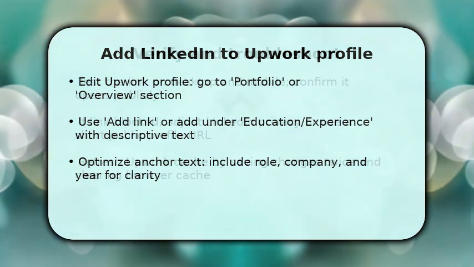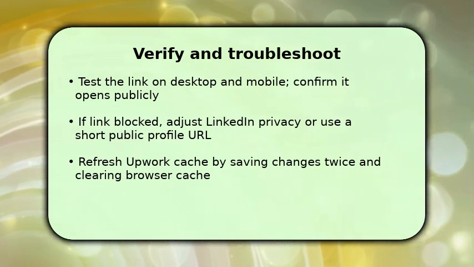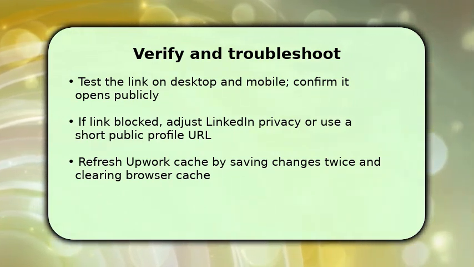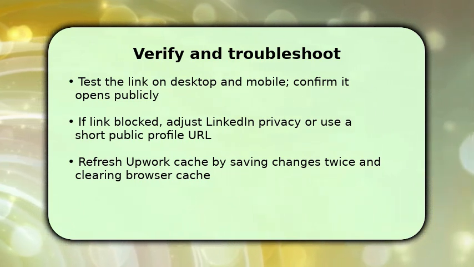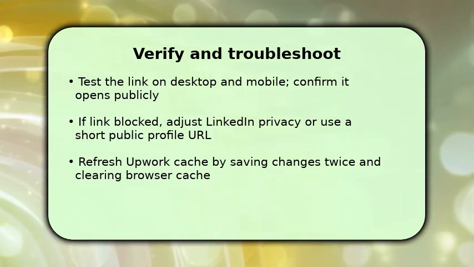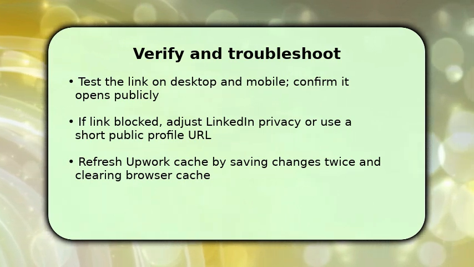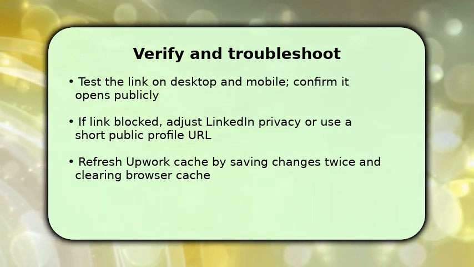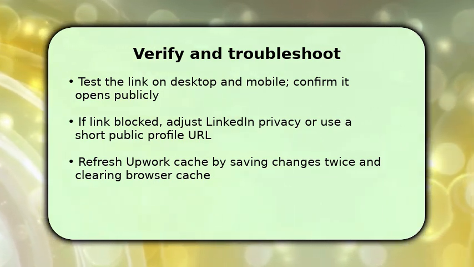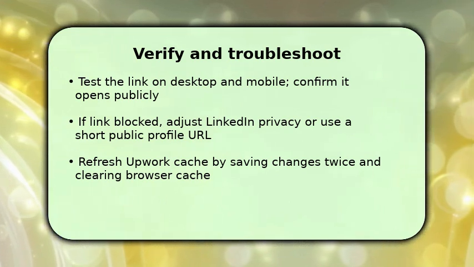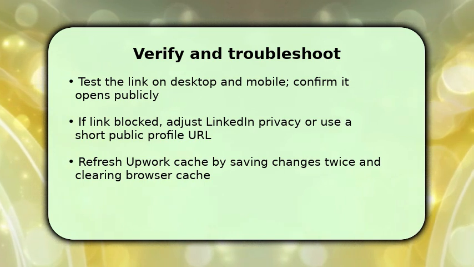Finish by verifying the link works across devices. You should click the LinkedIn link from your Upwork profile on desktop and mobile to confirm it opens without requiring login. If it's blocked, change LinkedIn privacy to public or use your LinkedIn public profile URL instead of a private slug. If Upwork doesn't show the update, save edits twice and clear your browser cache, or try an incognito window. One troubleshooting tip: if clients still can't see it, ask a friend to test and send you a screenshot.